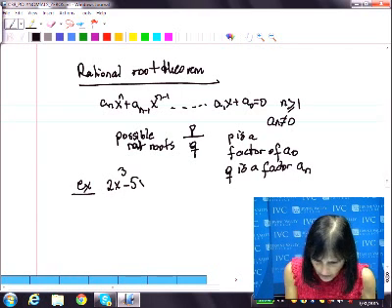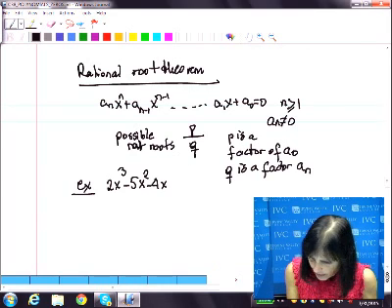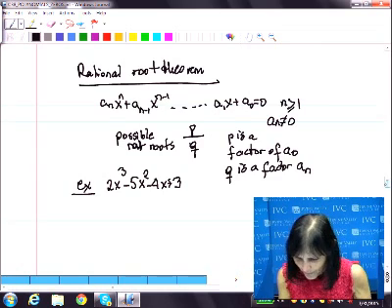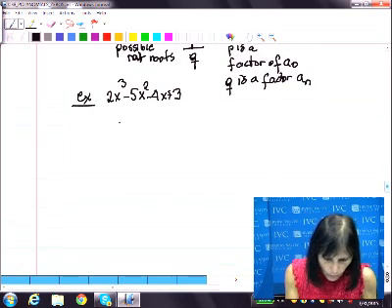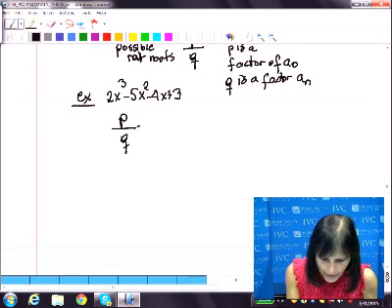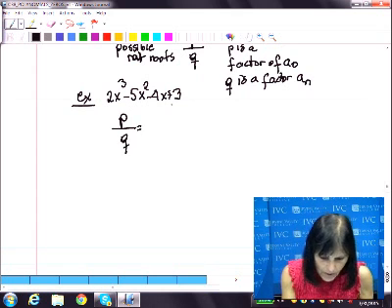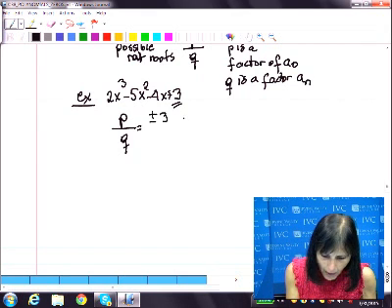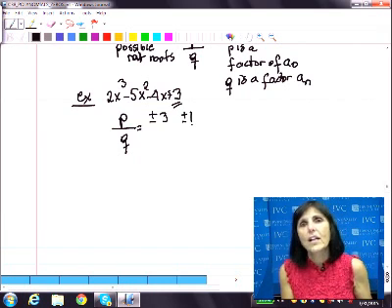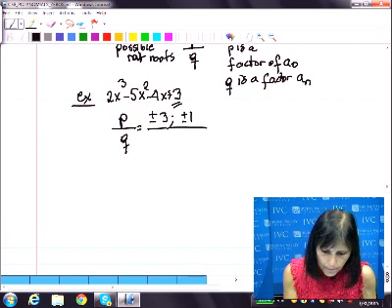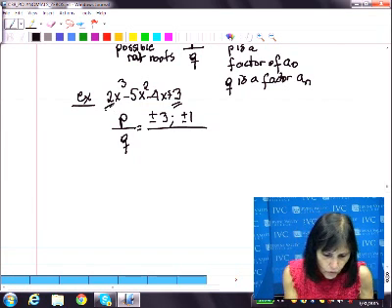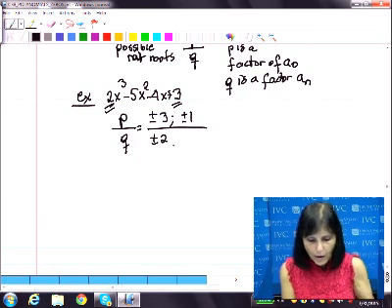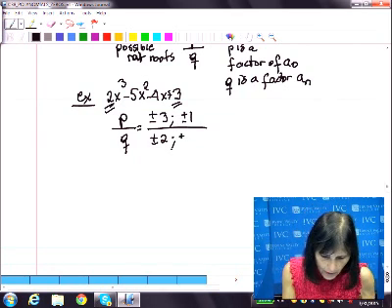2x cubed minus 5x squared minus 4x plus 3. What are its possible imaginable roots? Okay, now let's write what p over q is. What was p? P is a factor of the constant term. What is my constant term? 3. How can I get to 3? I can multiply positive 3 and positive 1, or negative 3 and negative 1. I just list them. How about how can I get to 2? That's the leading coefficient. Possible 2 divided by 1, or negative 2 divided by negative 1.